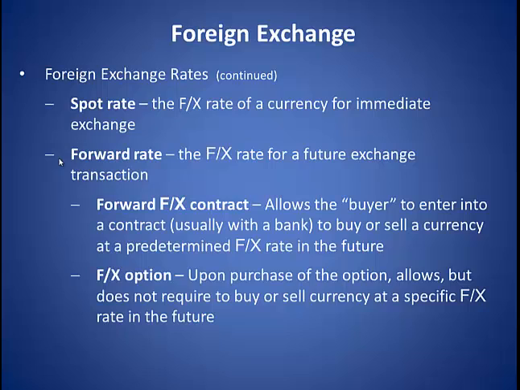Now, a forward foreign exchange contract allows a buyer to enter into a contract, typically with a bank or broker, to buy or sell currency at a predetermined foreign exchange rate in the future. In a lot of cases, the people who are buying this, their business is not currency speculation. Their business is selling a product. Once they sell the product, they want to lock in the profit, and they can do that by fixing the FX rate, the foreign exchange rate. An FX option, foreign exchange option, upon purchase allows but does not require the holder to buy or sell currency at a specific foreign exchange rate in the future.